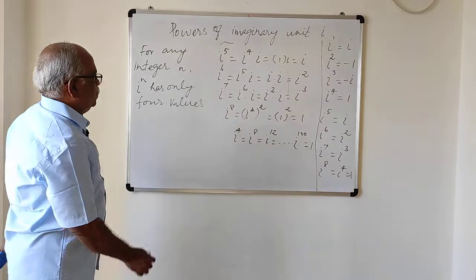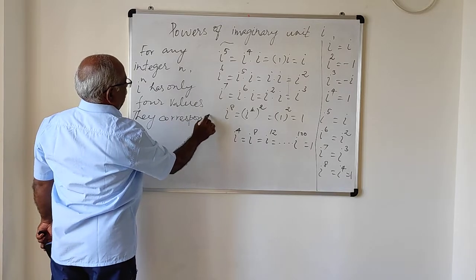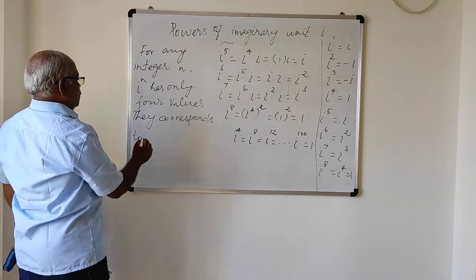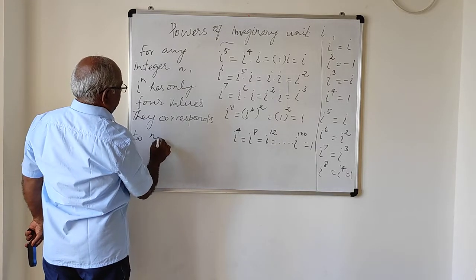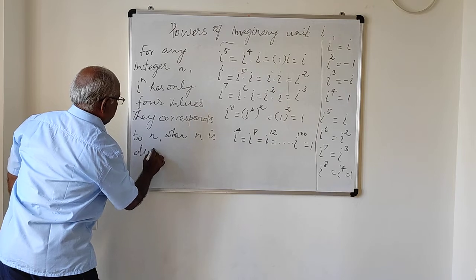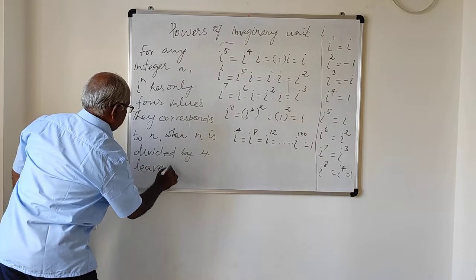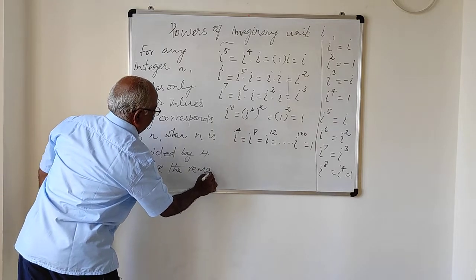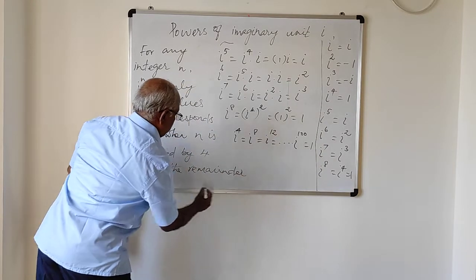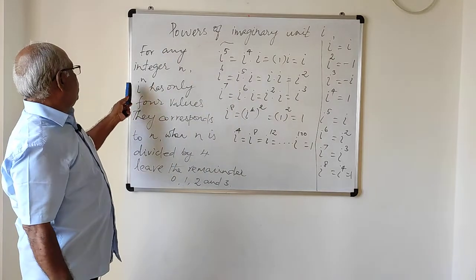They correspond to the value of n when n is divided by 4 and leaves the remainder 0, 1, 2, and 3. This is the definition for the power of i.